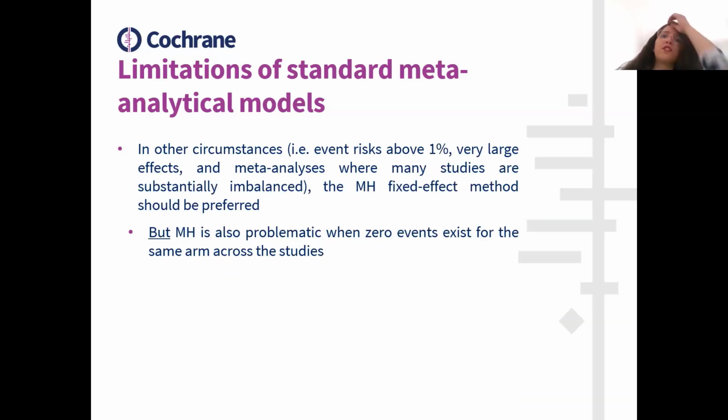In any other circumstances, such as when we have event risks above 1%, we have very large effects, and the meta-analysis includes studies that are substantially balanced, the Mantel-Haenszel fixed effect method should be preferred. But we also have to keep in mind that Mantel-Haenszel can be problematic when zero events exist for the same arm across the studies.